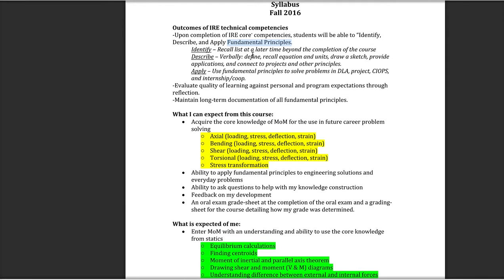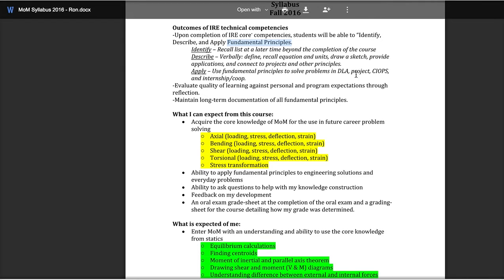Identify means that we can recall the list at a later time, like after the class, like when we're out in our career. Describe means that we can do a describe sheet, and that is a word definition, the equation in units, drawing a sketch, providing applications, and connecting to the projects and other principles. And apply means to use these principles to do something in a project, in an open-ended problem, in a DLA, in an internship and co-op. So that's really what we're looking to do here.